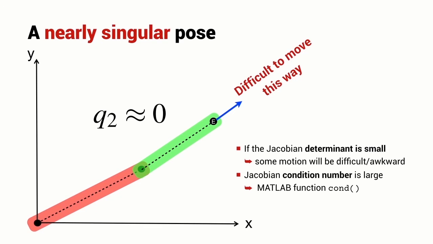Another way to describe this situation is in terms of the condition number of the Jacobian. The condition number is a scalar that we can compute from any matrix, and if the condition number is large, it indicates that the matrix is close to being singular, that is, its determinant is close to 0. You can consider this problematic situation of the Jacobian matrix in terms of it having either a small determinant or a large condition number. The condition number can be computed in MATLAB using the built-in function cond.